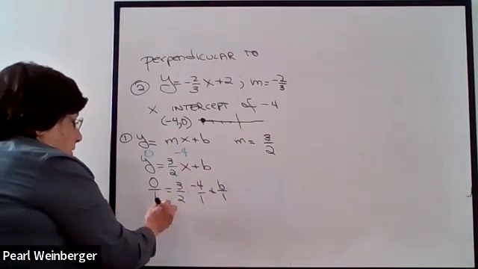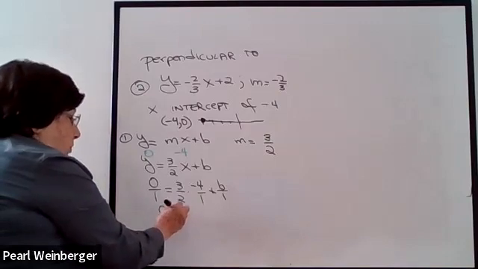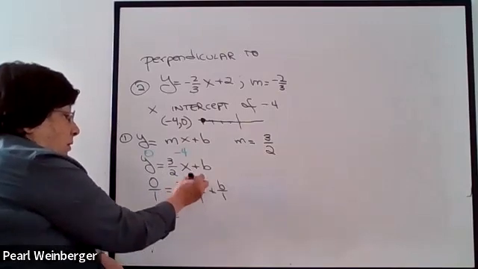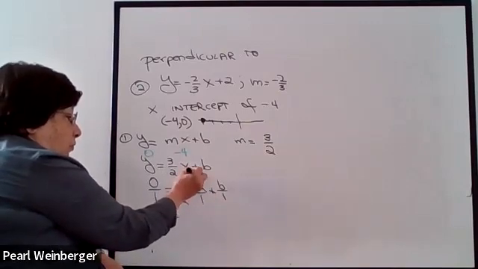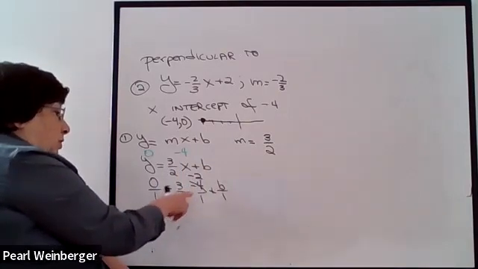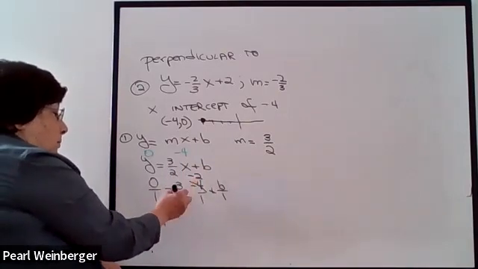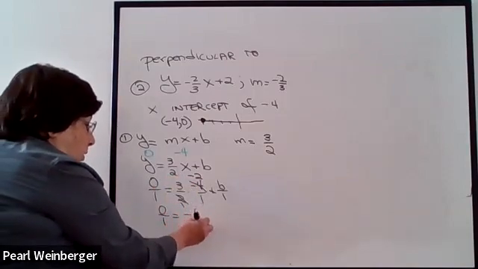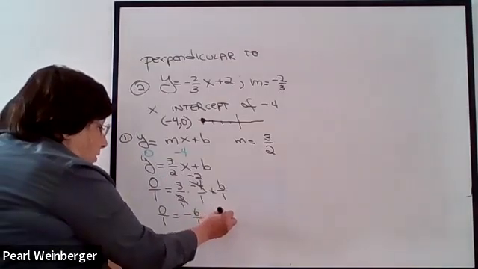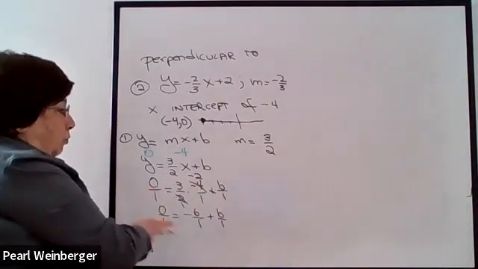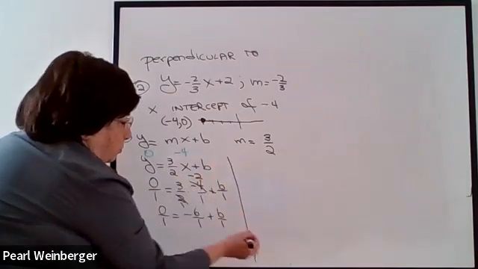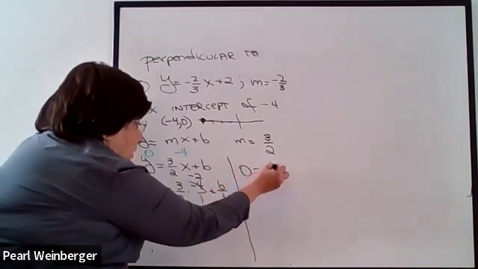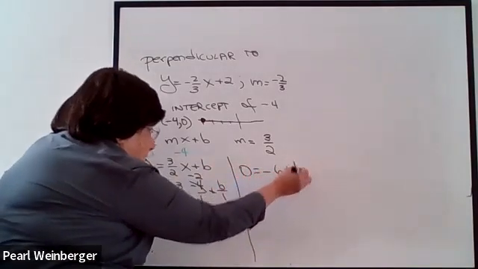So 0 over 1 equals, well, the first thing I have to do is get this. So here I see the 2 is going to cancel into the -4. So I'm left with a -2. So this becomes 3 times -2, which is -6 over 1, plus b over 1. Now, since everything is over 1, we really don't need to put in those ones. In other words, we have 0 equals -6 plus b.